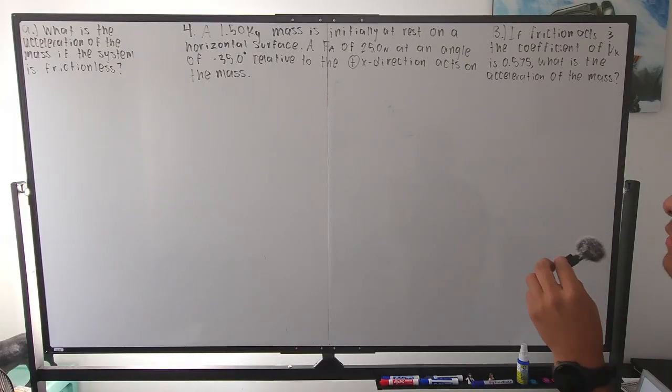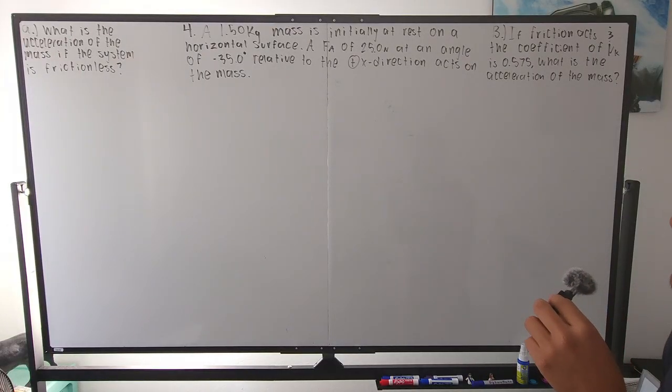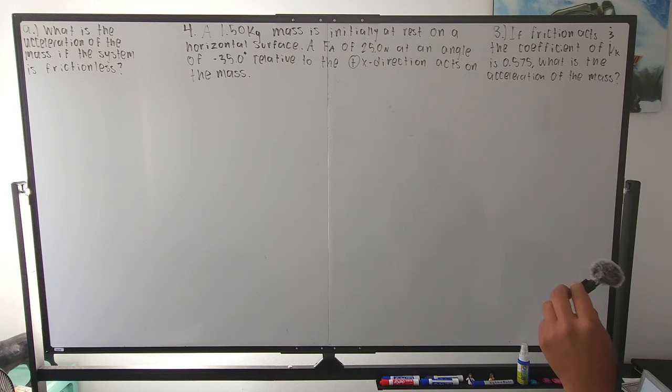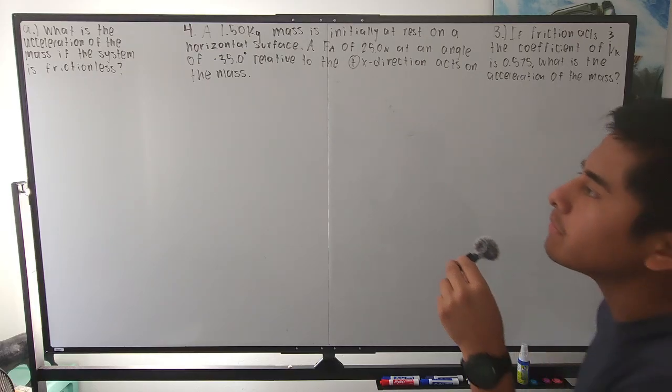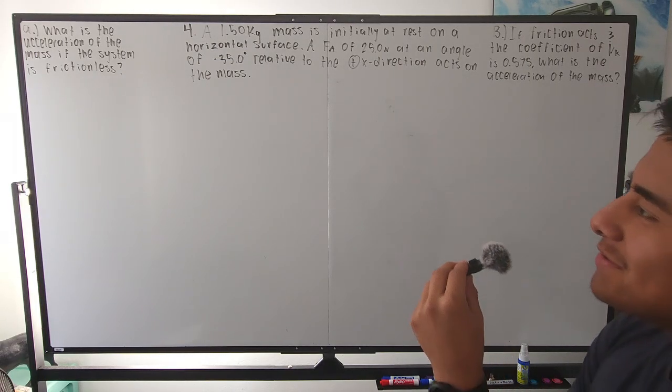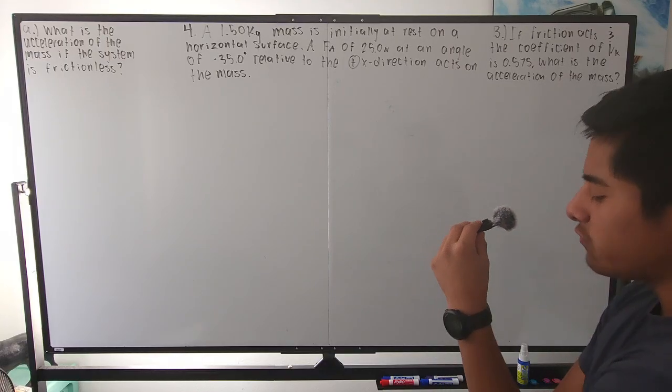Next up, we have problem number 4, which says a 1.5 kilogram mass is initially at rest on a horizontal surface. An applied force of 25 newtons at an angle of negative 35 degrees relative to the positive x direction acts on the mass. Part A says, what is the acceleration of the mass if the system is frictionless?